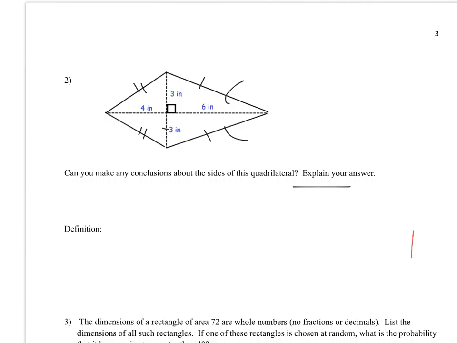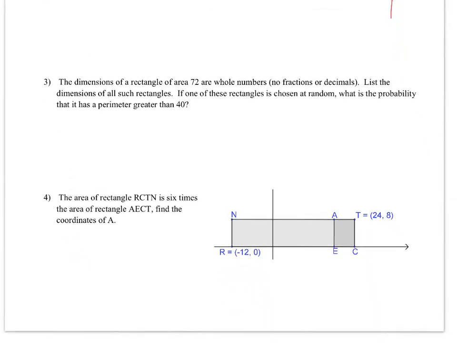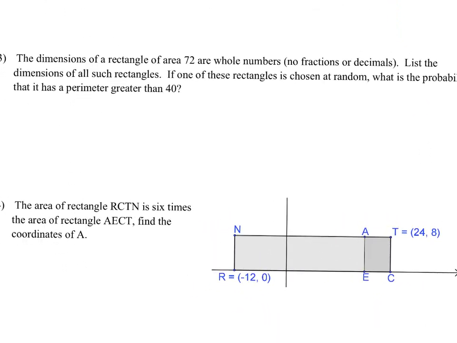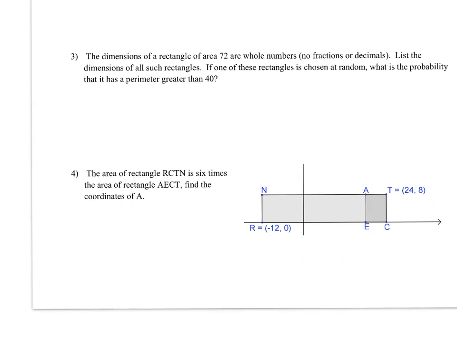I'm going to hold off on this definition for now. This is going to be something that we call a kite, which we're going to come across a little bit later. Instead, I'm going to go on to number 3, which says the dimensions of a rectangle of area 72 are whole numbers, no fractions or decimals.